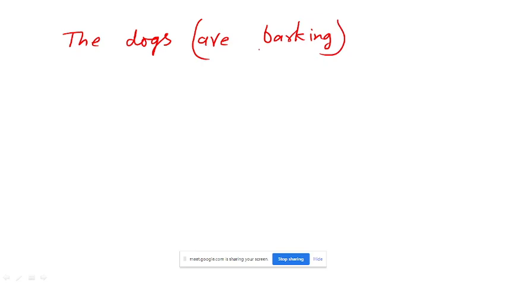Now let's take the same example, continue with this example. The dogs are barking. So in this sentence, barking is a verb and it works as main verb. This are is a verb also, but here it is an auxiliary, helping verb. So this is main verb and auxiliary verb. Here it works as predicator and this is a verb phrase.